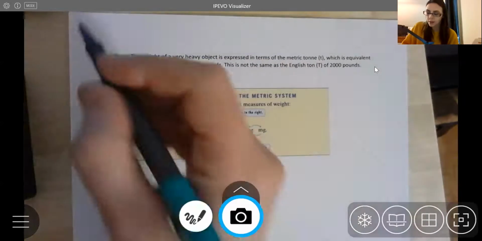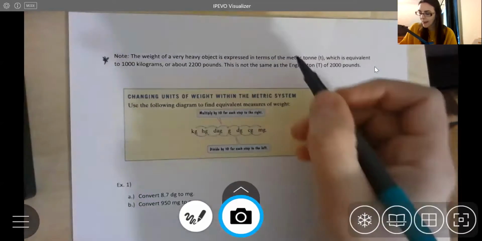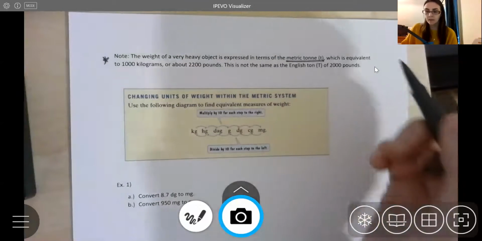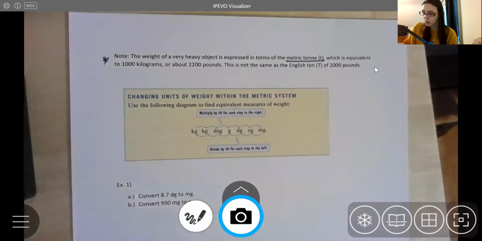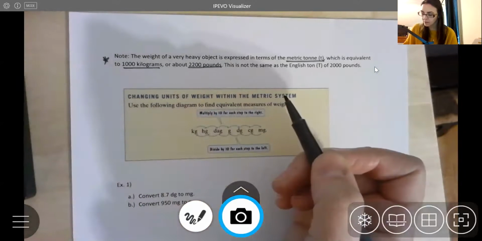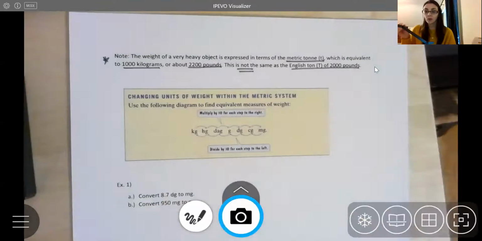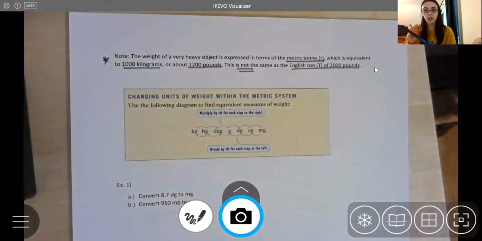Now, this is actually really important to note here. The weight of very heavy objects is expressed in terms of a metric ton in the metric system, which is equivalent to 1,000 kilograms or about 2,200 pounds. This is not the same as an English ton, which is 2,000 pounds. So watch your units here.